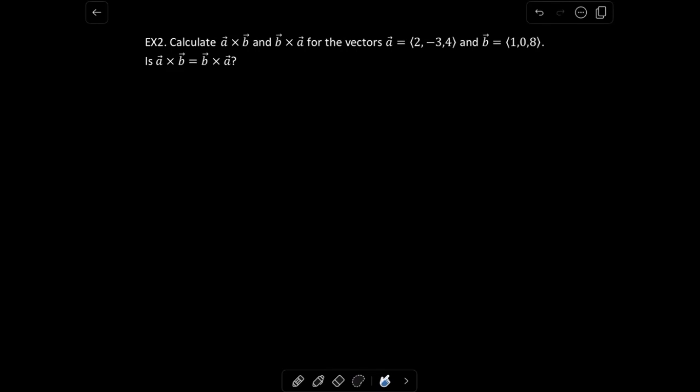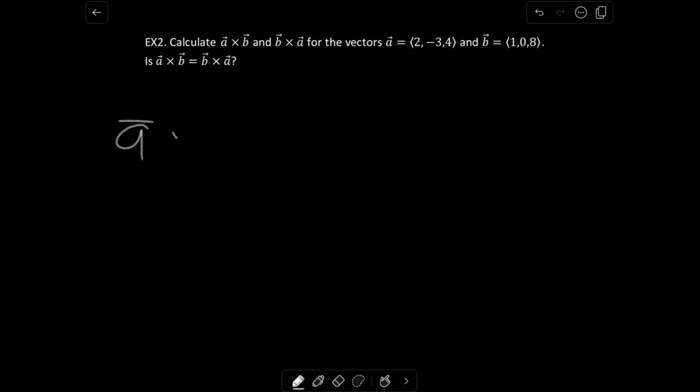Exercise 2. Again, calculate a times b and b times a, and you have your vectors a and b. Then I want you to verify if a times b is equal to b times a, and if that's not the case, what's the relationship?